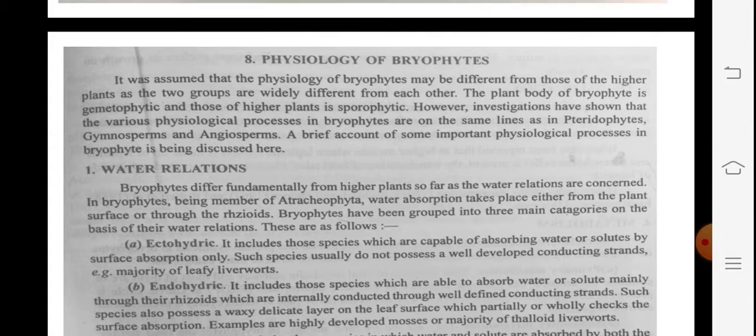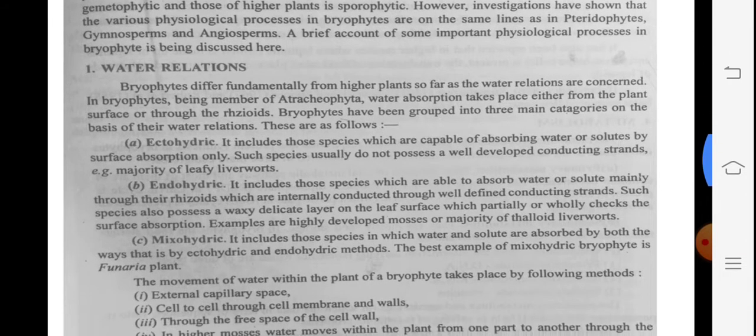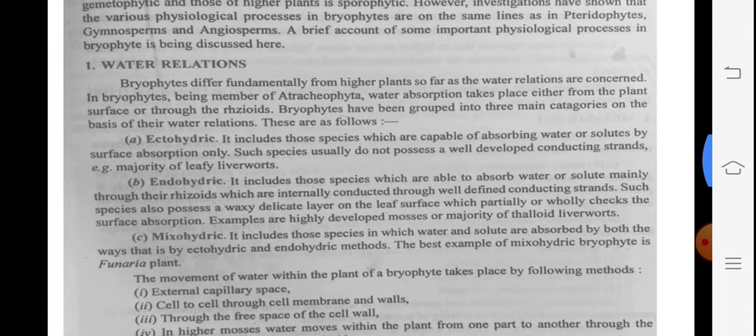on a physiological basis is supposed to be along the same lines as in pteridophytes, gymnosperms and angiosperms. So in bryophyta, up till now, some physiological processes have been discussed. One is water relations.